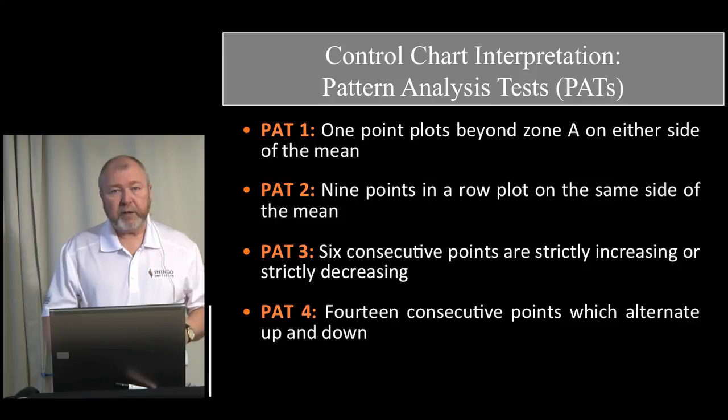Generally speaking, these patterns all by themselves are neither good nor bad. Whether they're good or bad depends entirely on the context. What they are is indicators to you that something has changed in the historic process performance. Pattern 4 would be 14 points alternating up, down, up, down, up, down, up, down. If you see that pattern, it's typical that one of two reasons exist.